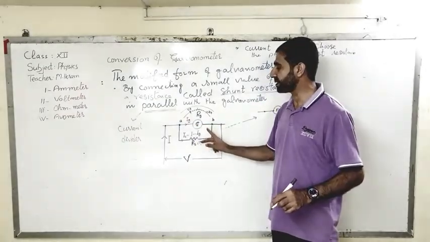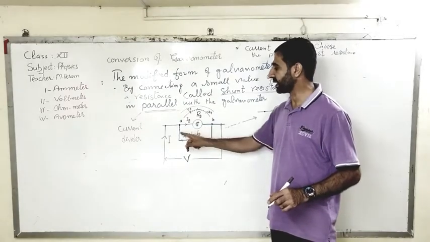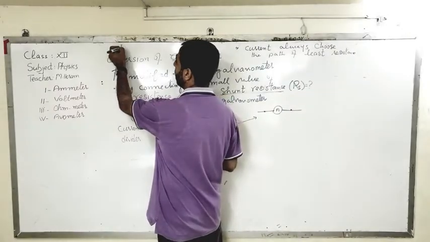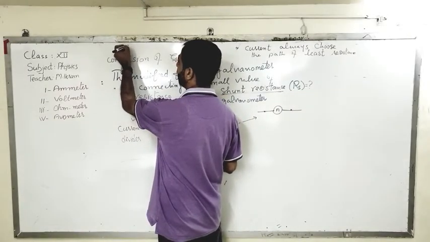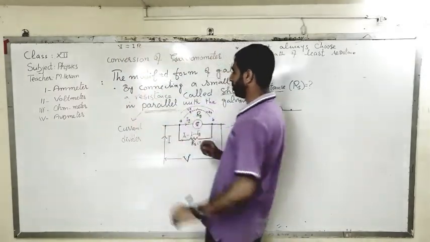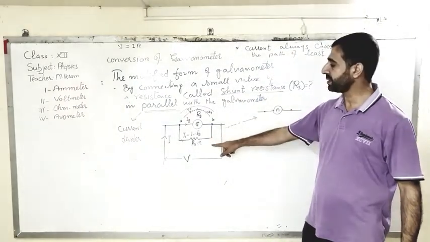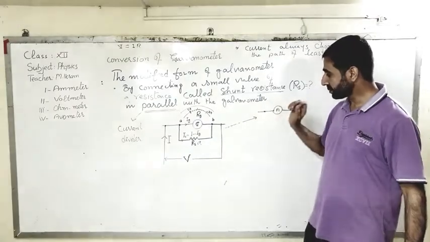Since the resistances are different, the current will be different. Why? Because V equals I into R. So the smaller the resistance, the greater will be the current that passes through.